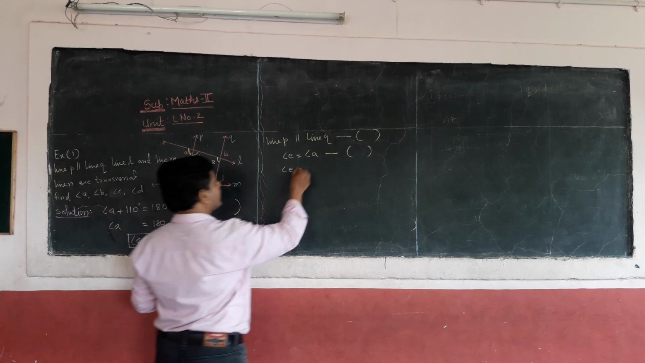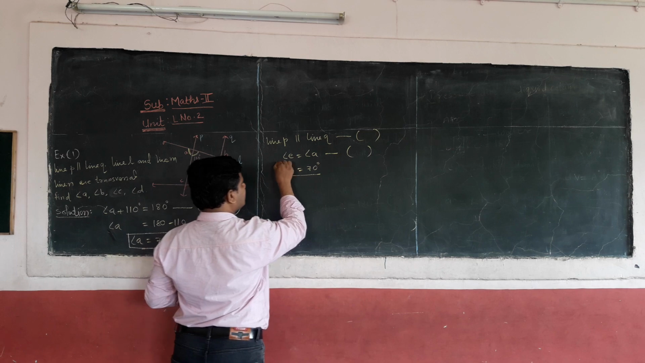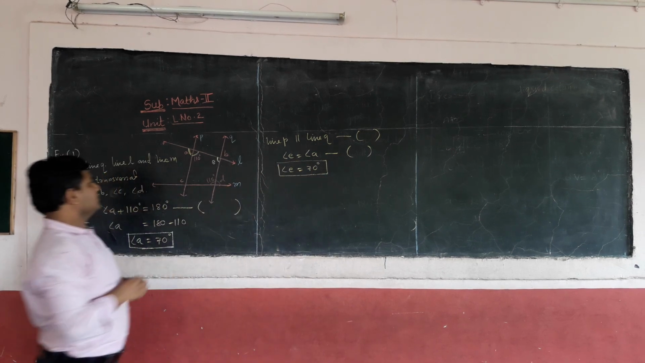So what is the value of A? 70 degrees, so we write here 70 degrees. We got the angle E. Okay.